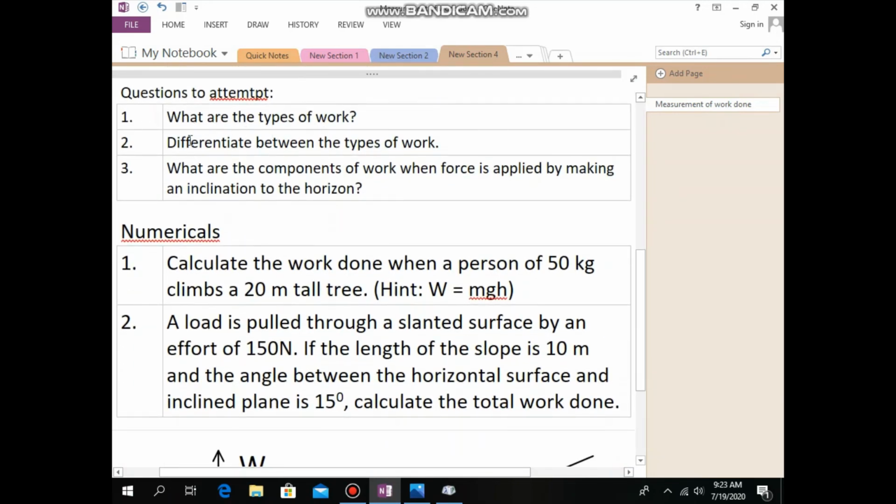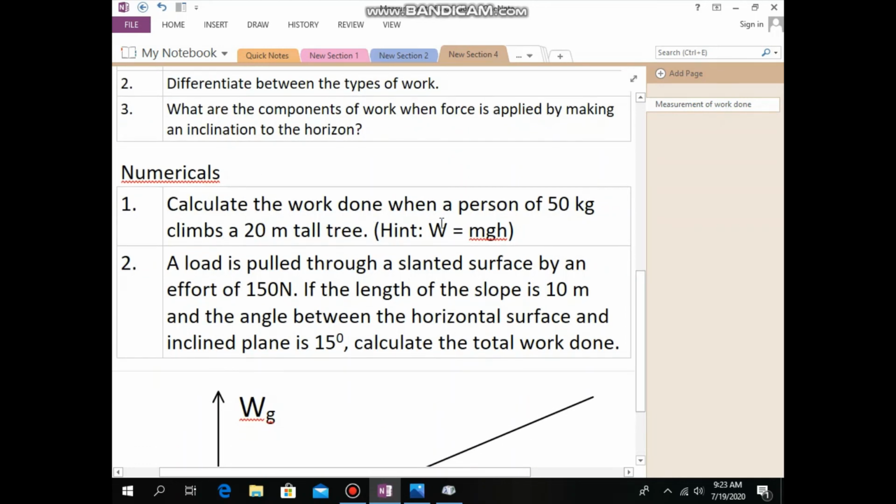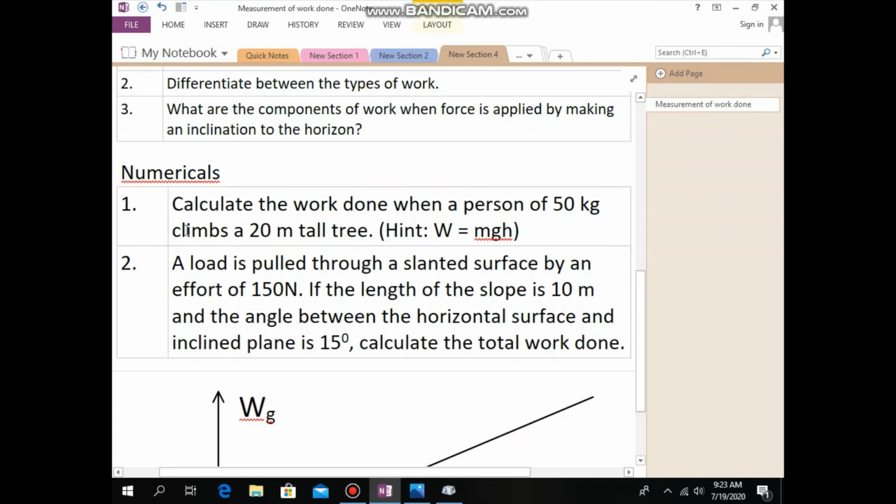What are the types of work? First question, differentiate between the types of work. Second question, what are the components of work when force is applied by making an inclination to the horizon? And numericals, calculate the work done when a person of 50 kg climbs a 20-meter tall tree. Here you need to determine whether the work is being done against gravity or against friction. Now it says climbs, isn't it? Climbs means definitely the work is being done against gravity. And what is the formula of work done against gravity? It is W equals mgh.